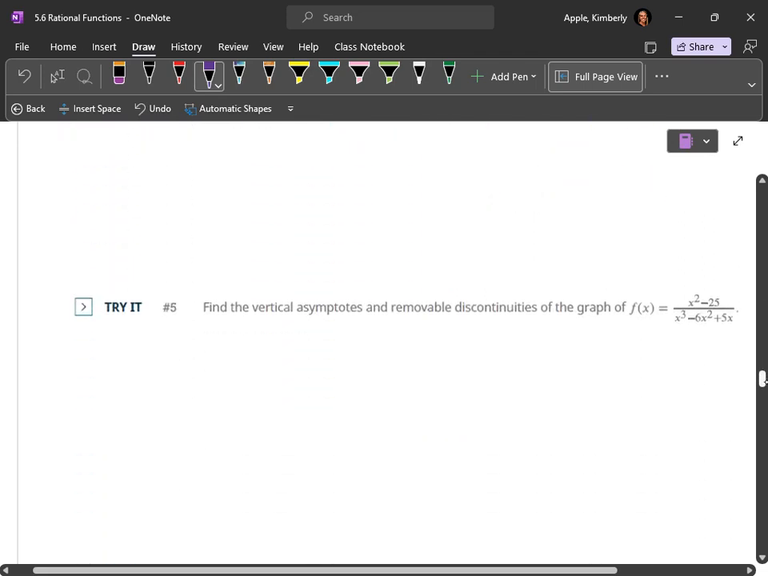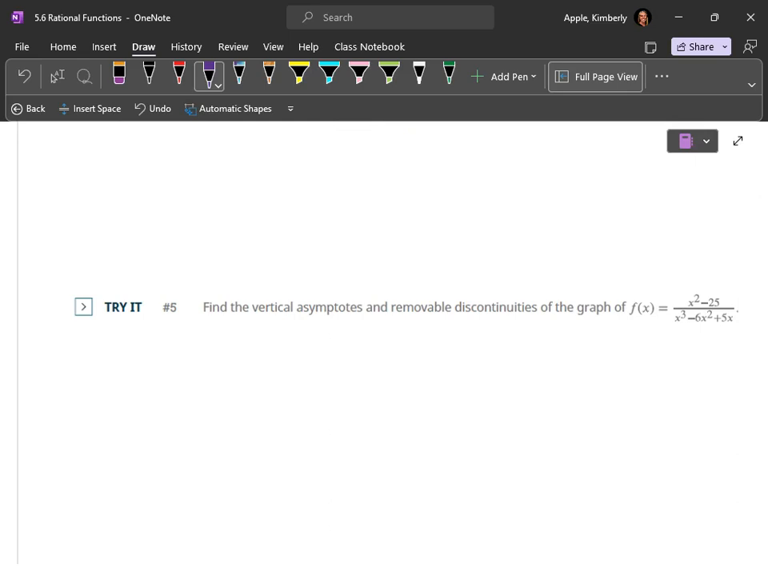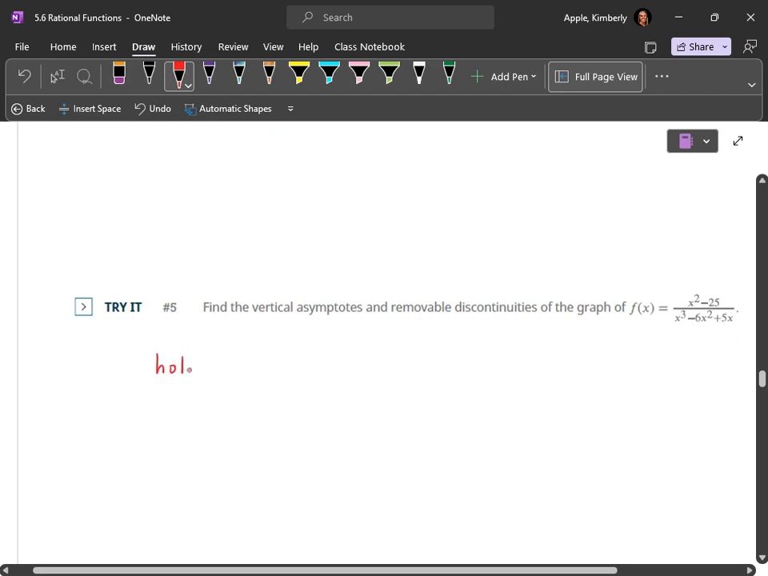If you want to give that a try, find all vertical asymptotes and removable discontinuities in this example and see how you do. All right, you should have found that there was a hole at x equals 5, and there was a vertical asymptote at x equals 0 and x equals 1.